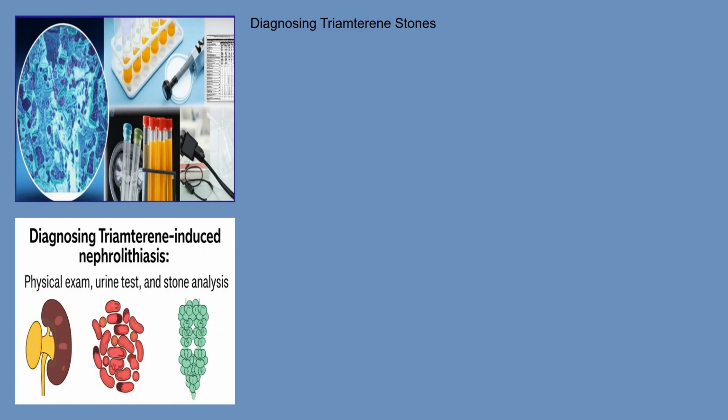Diagnosing Triamterene stones typically involves a combination of medical history, physical examination, and imaging studies. Your doctor will ask about your medications, including Triamterene. A urine analysis can detect the presence of blood and crystals. Imaging techniques such as a CT scan or ultrasound are often used to visualize the stones in the kidneys or urinary tract. Sometimes, the specific composition of a past stone is analyzed to confirm it contains Triamterene.